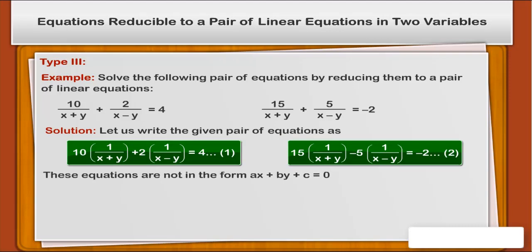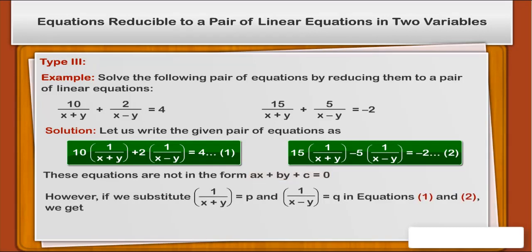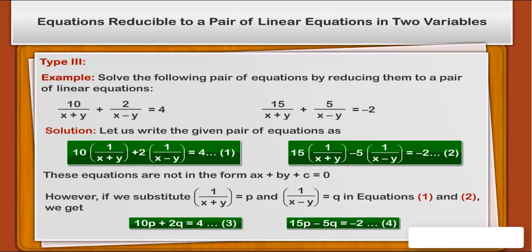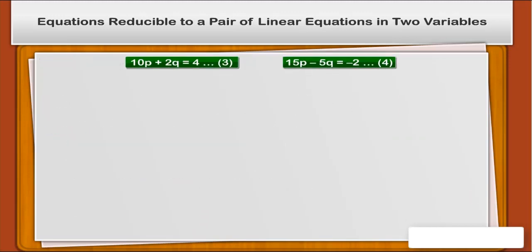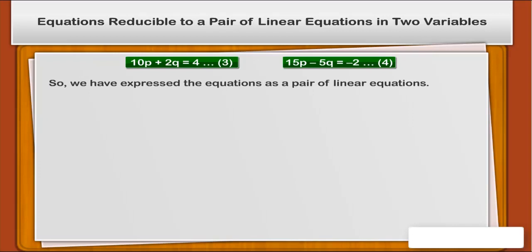These equations are not in the form ax plus by plus c is equal to 0. However, if we substitute 1 upon (x plus y) is equal to p and 1 upon (x minus y) is equal to q in equations 1 and 2, we get 10p plus 2q is equal to 4. This is now equation 3. 15p minus 5q is equal to minus 2. This is now equation 4. So we have expressed the equations as a pair of linear equations.